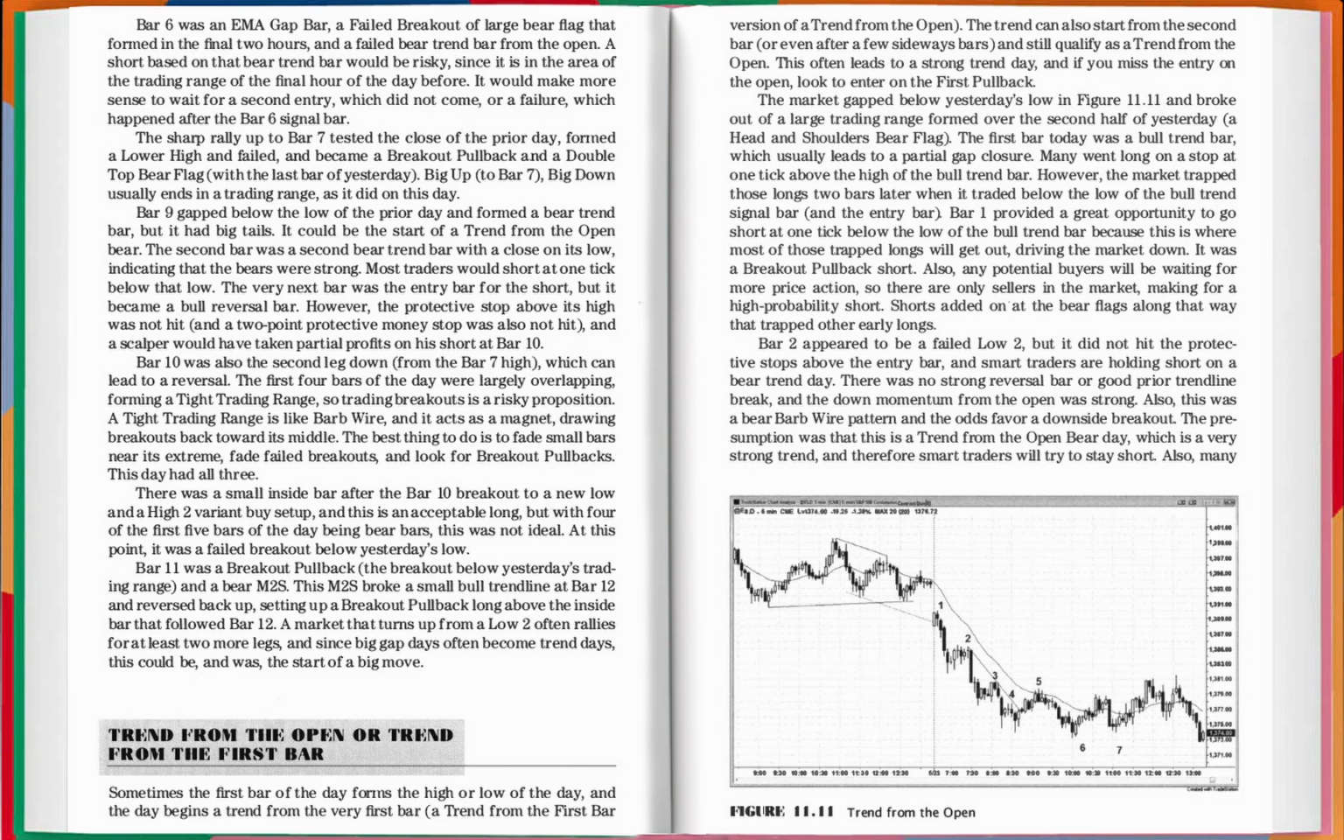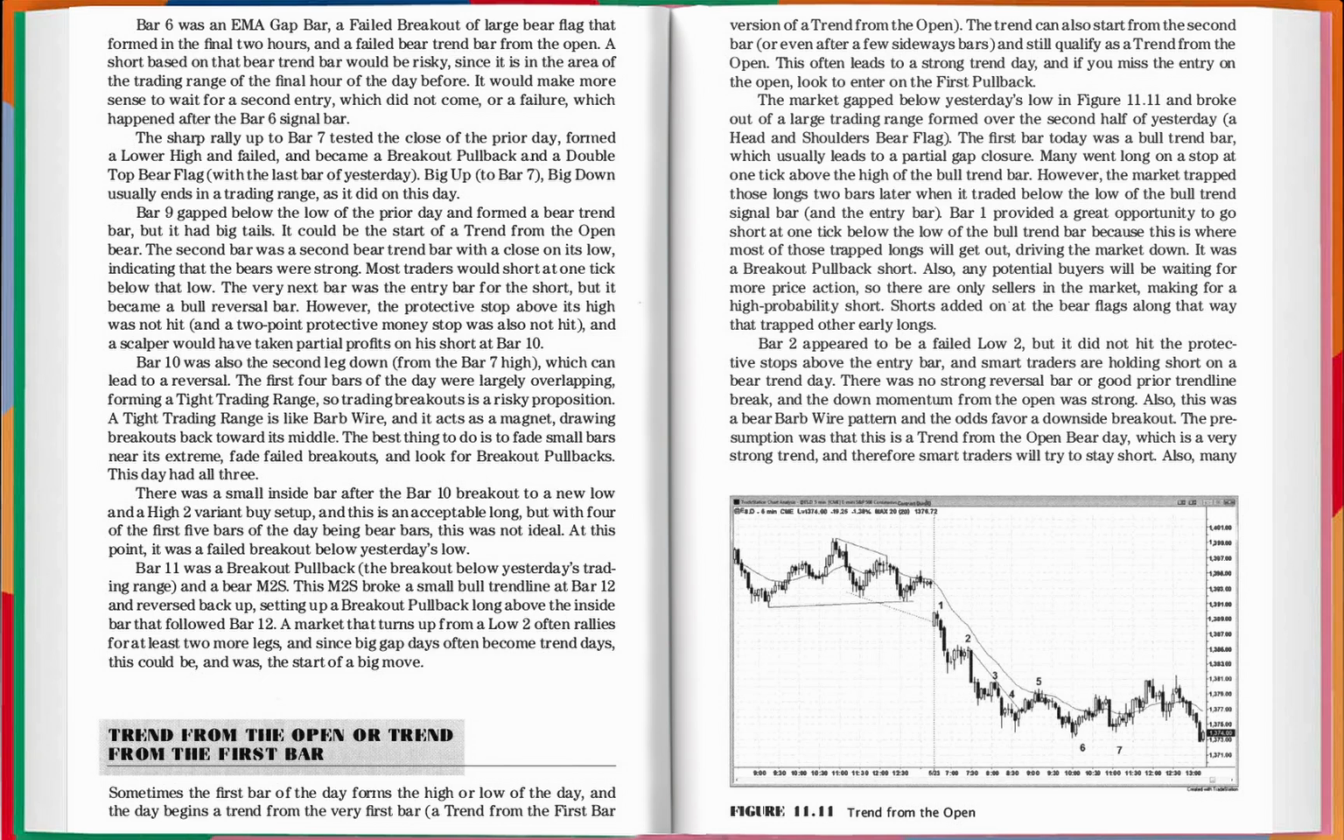The first 4 bars of the day were largely overlapping, forming a tight trading range, so trading breakouts is a risky proposition. A tight trading range is like barbed wire, and it acts as a magnet, drawing breakouts back toward its middle. The best thing to do is to fade small bars near its extreme, fade failed breakouts, and look for breakout pullbacks. This day had all 3.